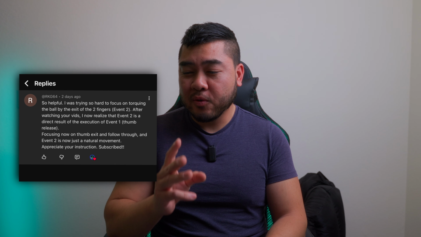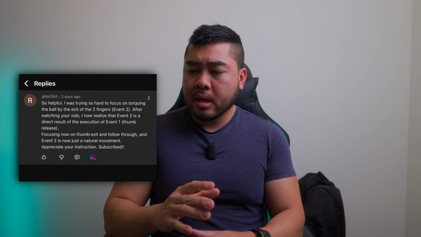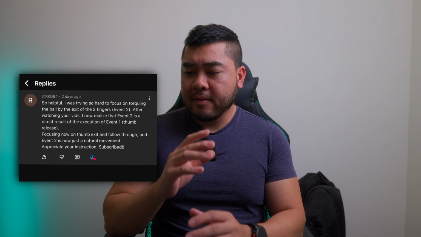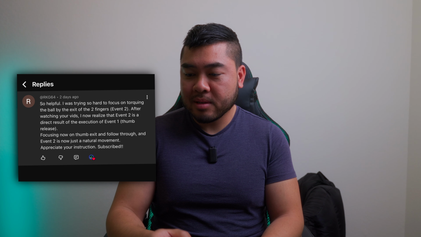So helpful. I was trying so hard to focus on torquing the ball by the exit of the two fingers, event 2. After watching your vids, I now realize that event 2 is a direct result of the execution of event 1, thumb release. Focusing now on thumb exit and follow through, and event 2 is now just a natural movement. Appreciate your instruction. Subscribed.